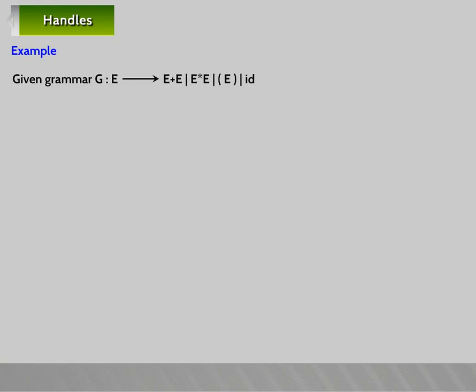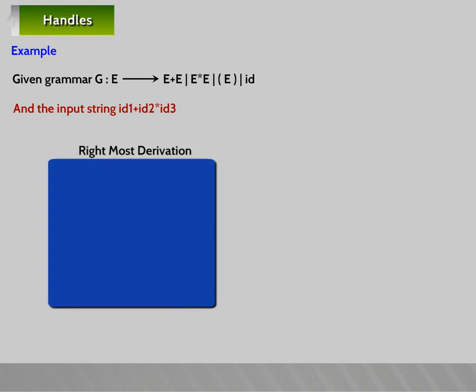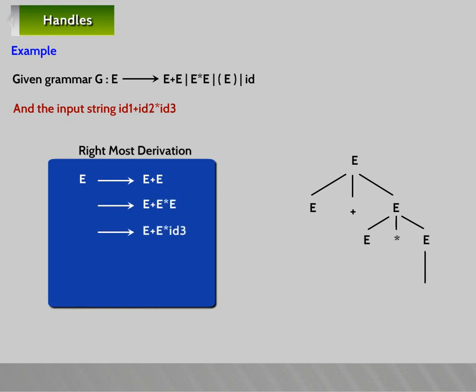Example: given grammar G, E provides E plus E | E into E | (E) | id, and the input string id1 plus id2 into id3. Rightmost derivation: E provides E plus E, provides E plus E into E, provides E plus E into id3, provides E plus id2 into id3, provides id1 plus id2 into id3.